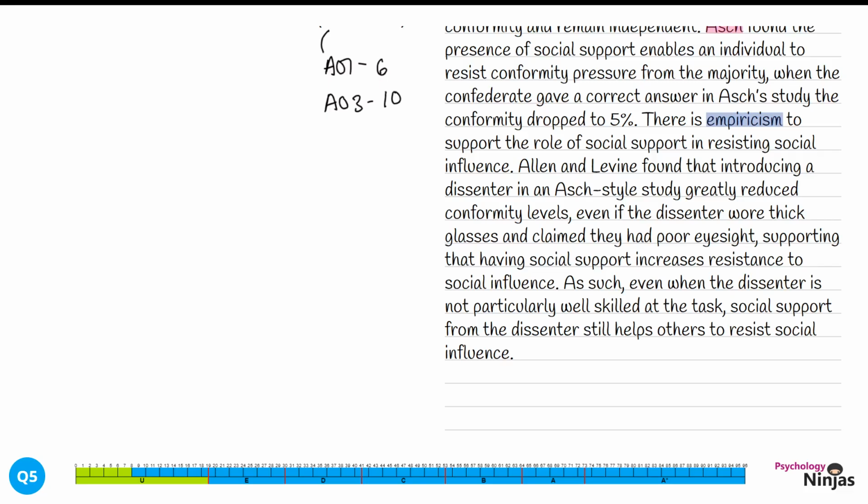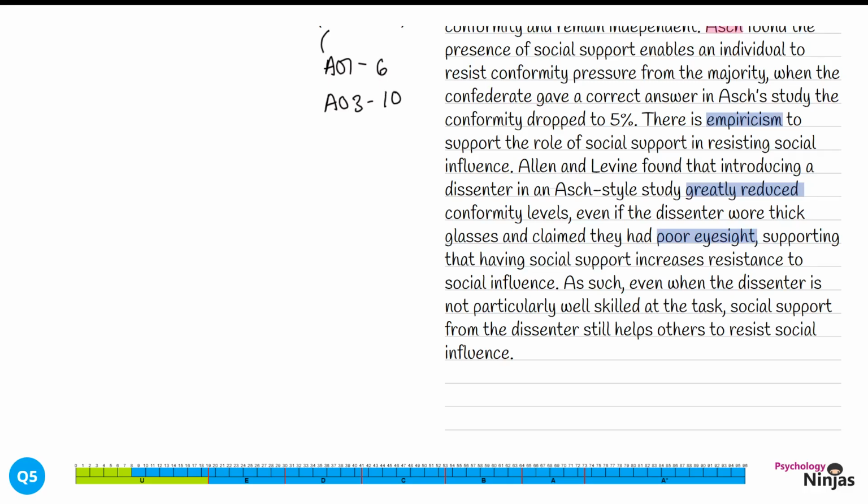As such, even when the dissenter is not particularly well skilled at a task, social support from the dissenter still helps others to resist social influence. We've discussed specific findings here by talking about a great reduction in conformity levels during this study. We've also given specific details to show our thorough detailed knowledge about this particular piece of research, discussing that the confederate had poor eyesight, and this didn't have an impact on levels of conformity, although the social support did.